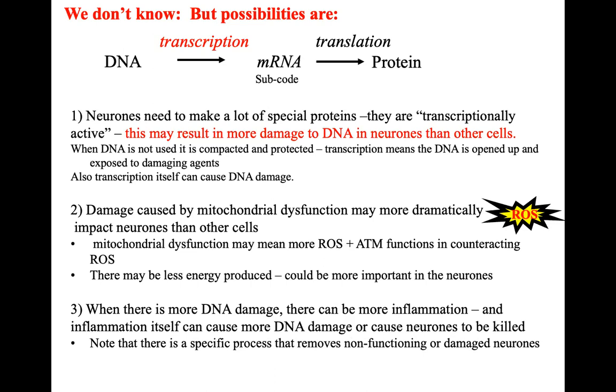Also, when there's more DNA damage, you can get more inflammation. And the inflammation itself can actually feedback and give you more damage. So it's kind of like a feedback pathway. And that could all result in the neurons dying. And I think it's important to know that there's a specific process in the cell that is deliberately removing non-functioning or damaged neurons. So maybe this is a particular area that's highly sensitive, maybe to the mitochondrial dysfunction, or just requires a lot of ATM protein to maintain its very active status.